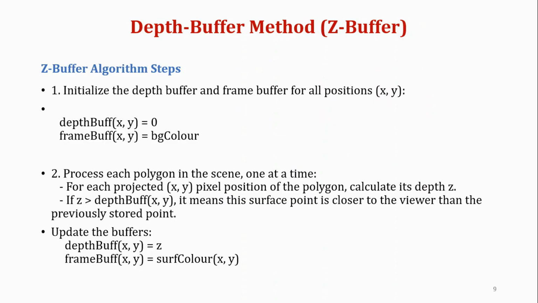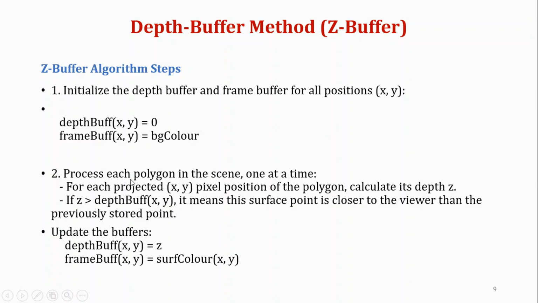The depth buffer stores the depth value. The frame buffer stores the pixel color. Initially, the depth buffer is set to 0, that is, depth buffer of x comma y is set to 0, and the frame buffer is set to the background color. BG color is the background color.